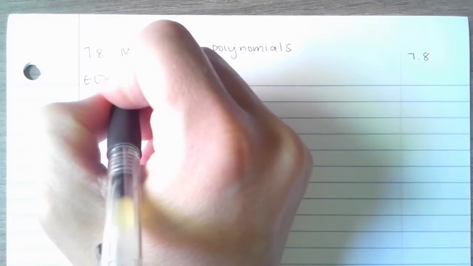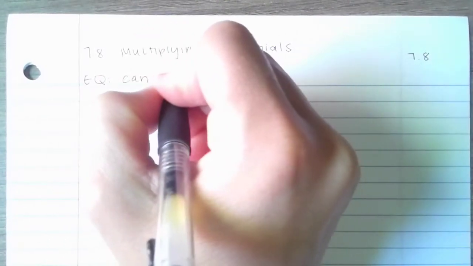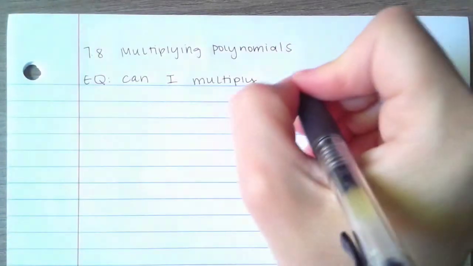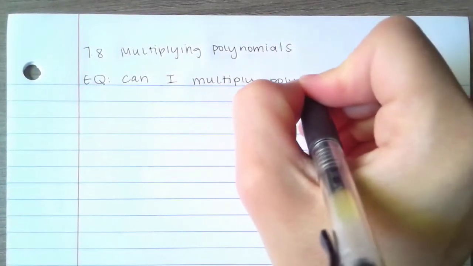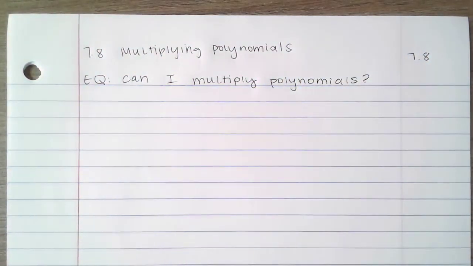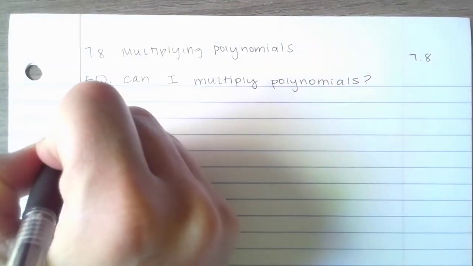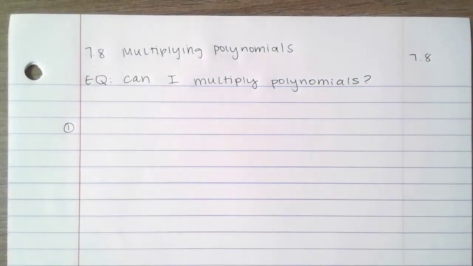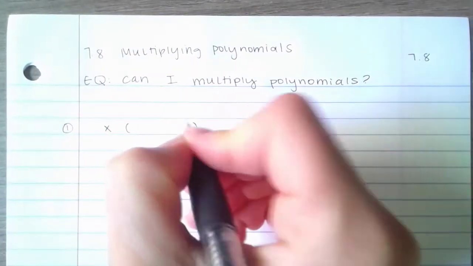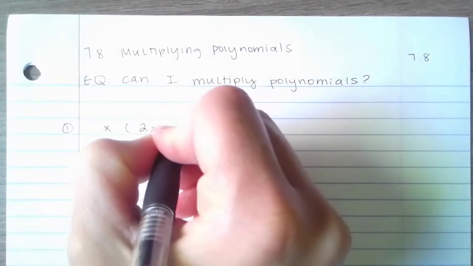So our essential question is, can I multiply polynomials? You have done different problems, and just like how I've been going, we're just going to dive right into some examples. That's usually the best way to see how this is going to play out. You've done something like this: x, and then in parentheses, 2x plus 4.